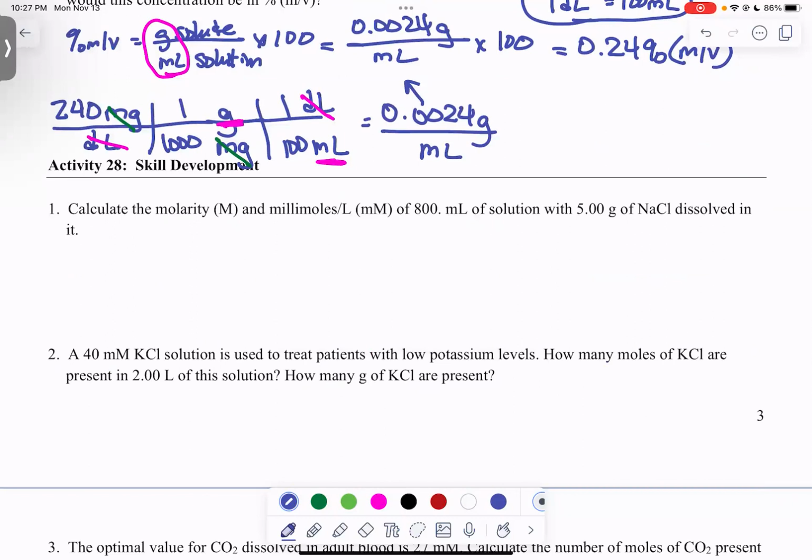Calculate the molarity and millimoles per liter of 800 milliliters of solution with 5 grams of NaCl dissolved in it.